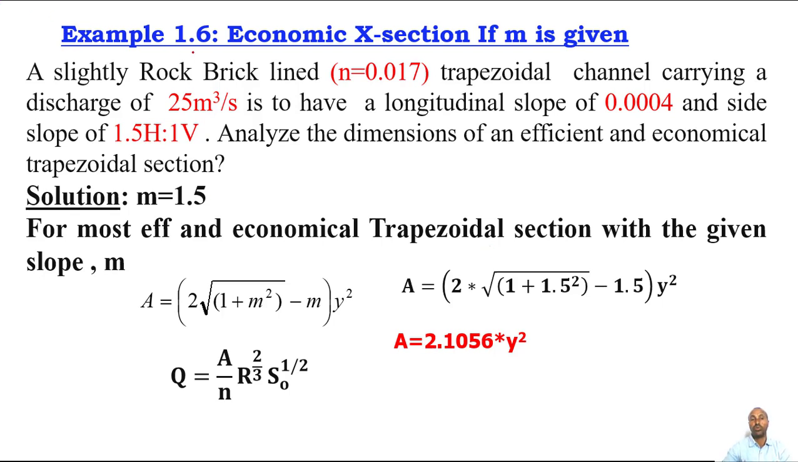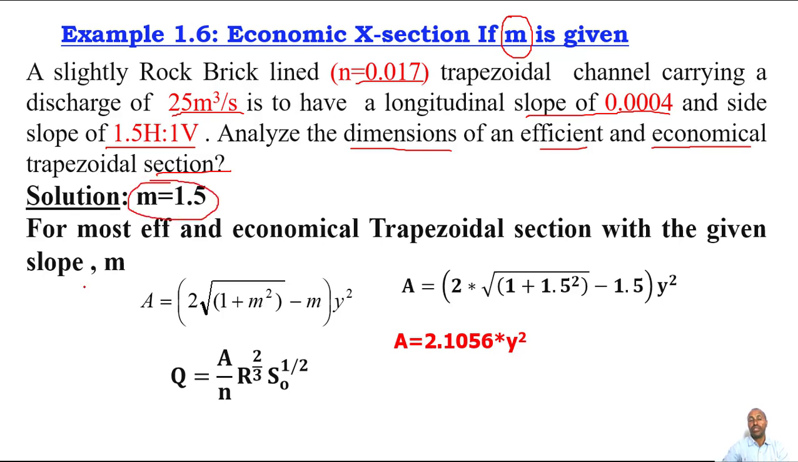Now let us go to the economic channel cross section. So for the economic cross section, if m, the side slope, is given, how do you compute? A slightly rock brick lined trapezoidal channel carrying a discharge of 25 meter cube per second is to have a longitudinal slope of 0.004 and a side slope of 1.5 horizontal to 1 vertical. Analyze the dimensions of an efficient and economical trapezoidal section. So m is already given.